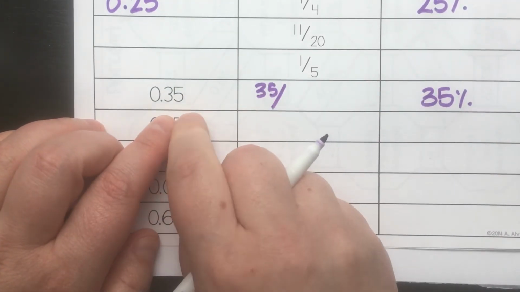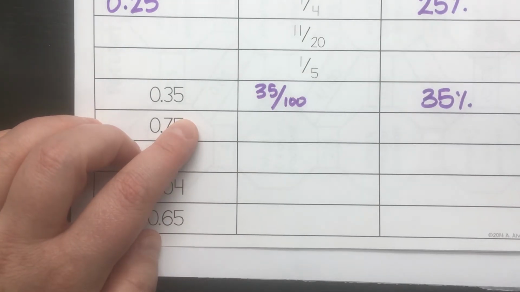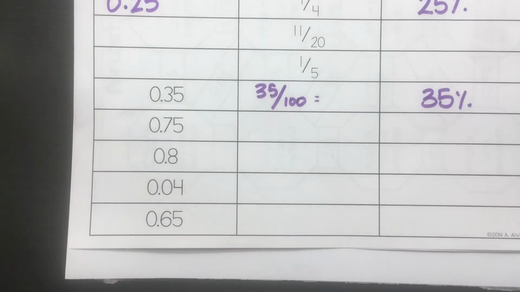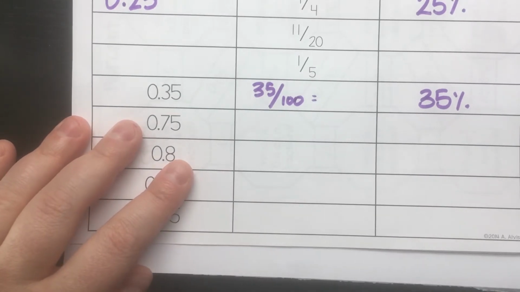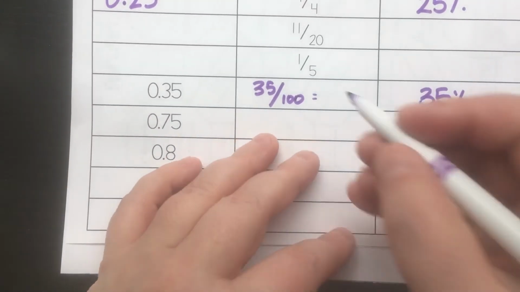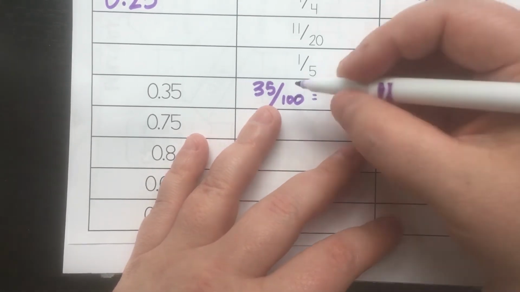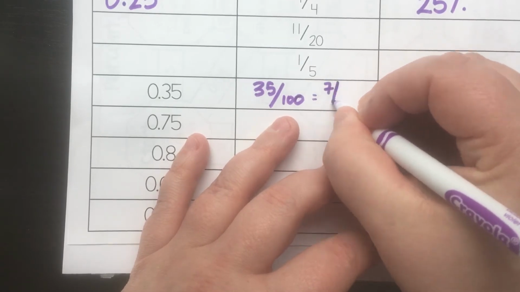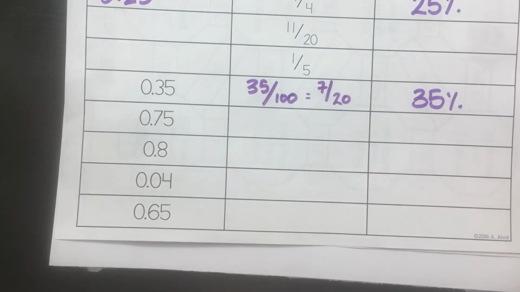And then the fraction, 35, and then the place value of this is 35 hundredths, which then you can reduce. So if you have 35 over 100, what are you going to divide by in both the numerator and the denominator? And hopefully you recognize that 35 and 100 both have 5 as a factor. So we're going to divide by 5 on the top and the bottom. 35 divided by 5 is 7, and 100 divided by 5 is 20.